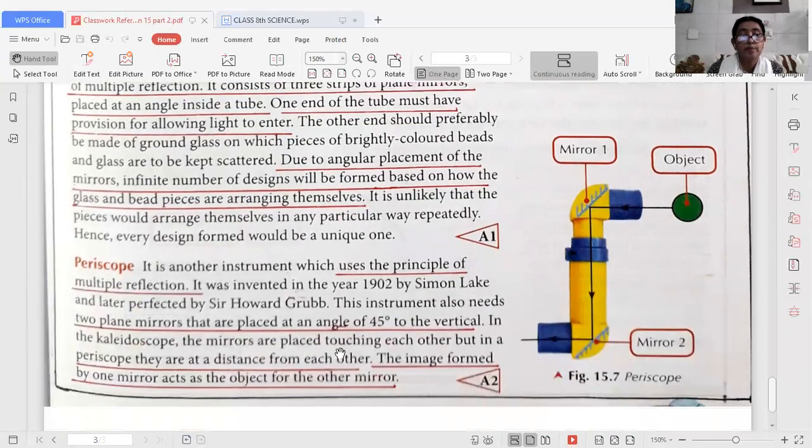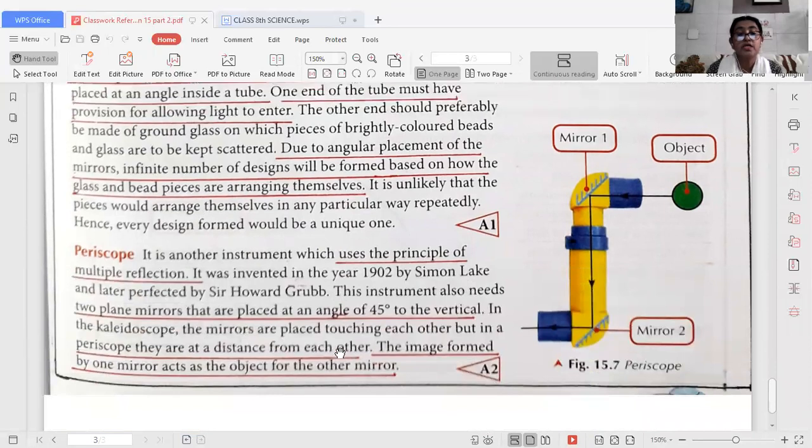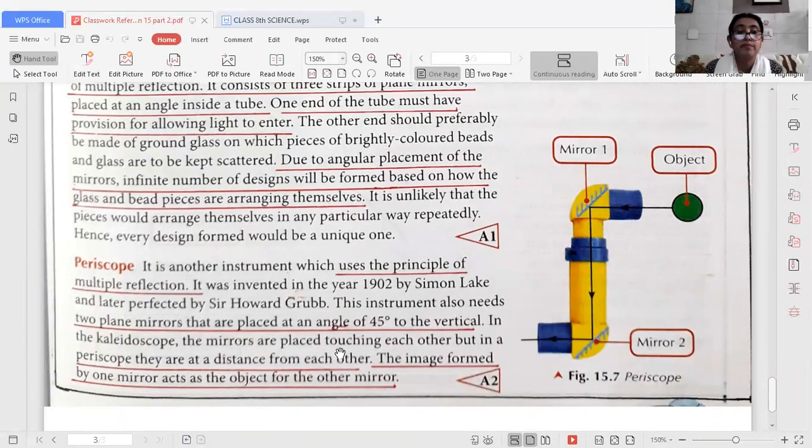Now the periscope is another instrument which uses the principle of multiple reflection. In this instrument also, two plane mirrors are needed, placed at an angle of 45 degrees to the vertical. In a kaleidoscope, the mirrors are placed touching each other, but in a periscope, they are at a distance from each other. You can see mirror 1 is here and mirror 2 is here. The image formed by one mirror acts as the object for the other mirror.